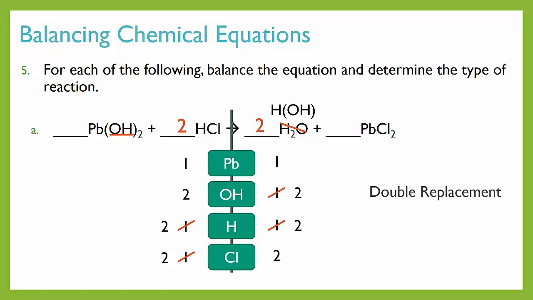If you look at this equation, the lead is switching places with the hydrogen. So instead of Pb hydroxide, it becomes hydrogen hydroxide. And when we switch places, we get lead chloride instead of HCl.